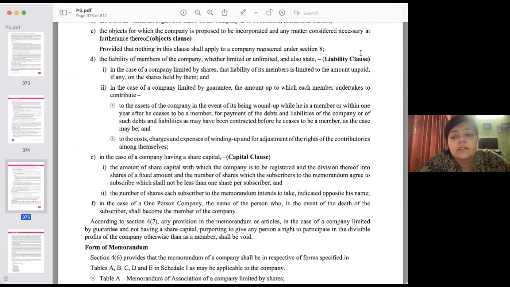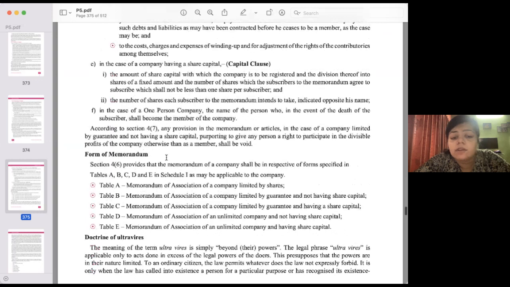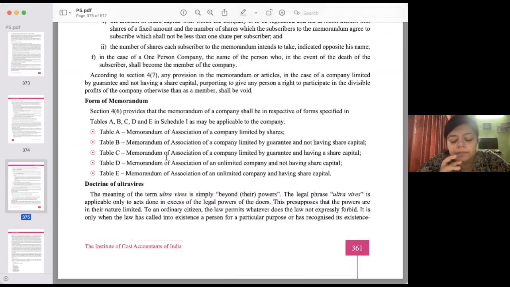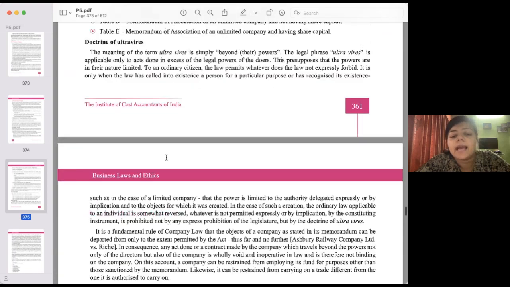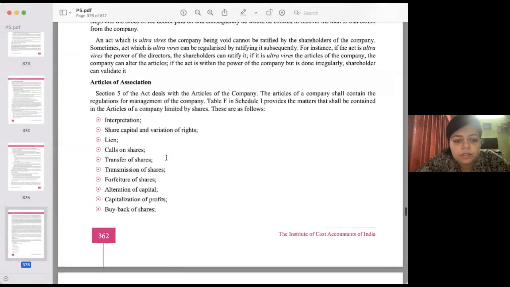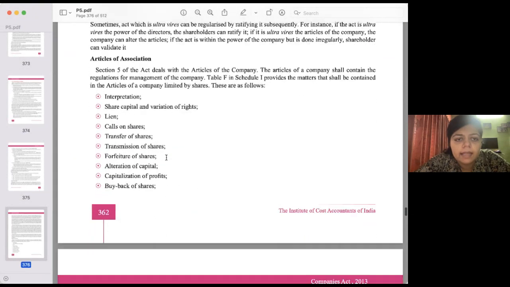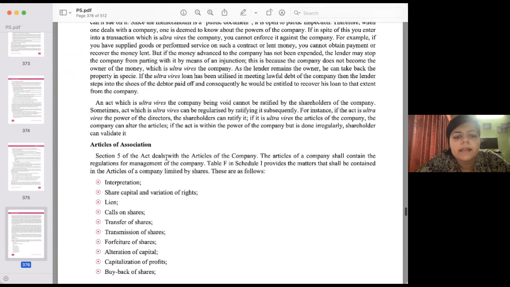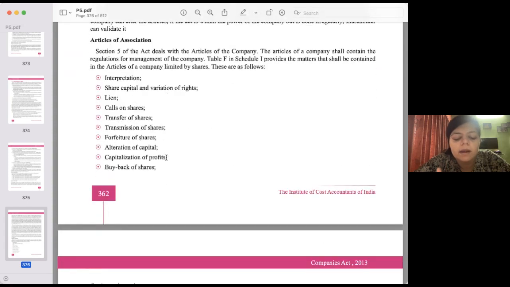The next is the liability clause. The liability clause states whether a company is of limited liability or unlimited liability, limited by shares, limited by guarantee, etc. We spoke about what ultra vires was: ultra vires is when you act outside the powers that are meant for you. And then we talk about articles of association.